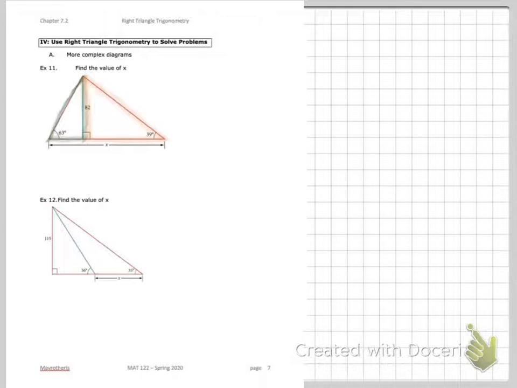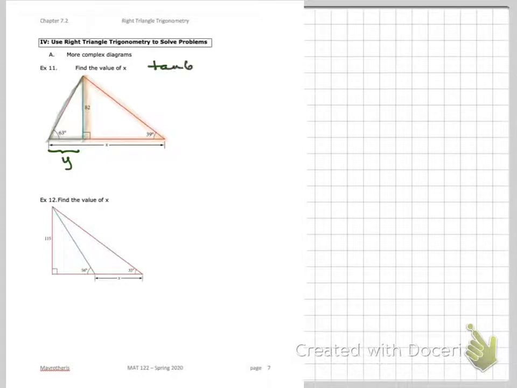So let's start with that little right triangle. I'm going to go ahead and label this little piece Y just to help myself keep track of things. So I have an angle, 63 degrees. I have an opposite side. It's got a length of 82. And so opposite and adjacent, that's tangent.